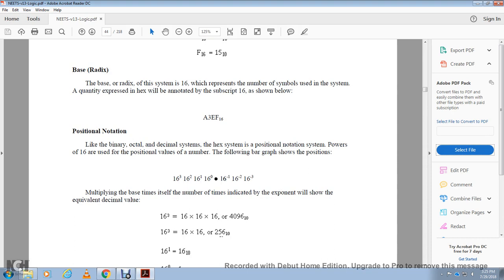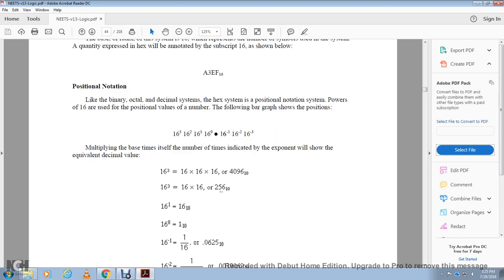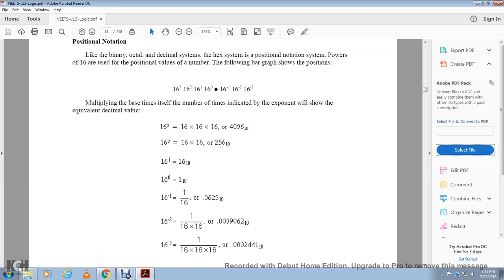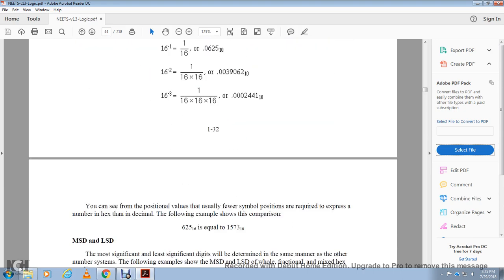16 to the third is 16 times 16 times 16, which is 4,096 in base 10. 16 to the second is 16 times 16 or 256 in base 10. 16 to the first is 16 in base 10. 16 to the 0th is 1. Then 16 to the negative first, and so on.